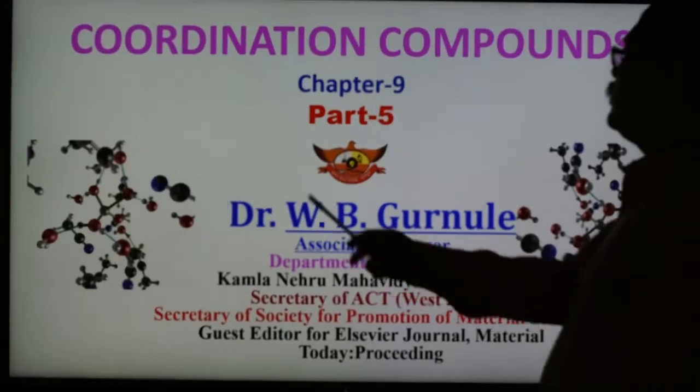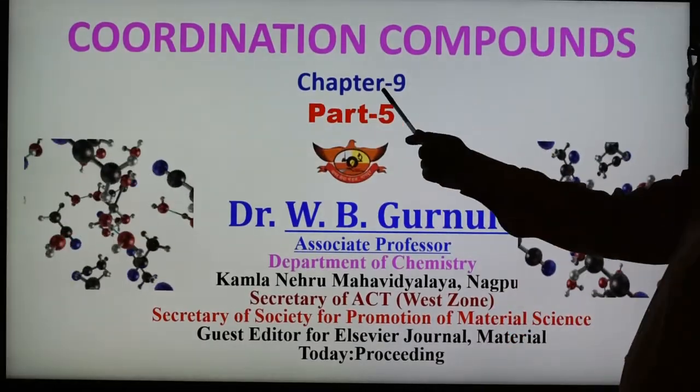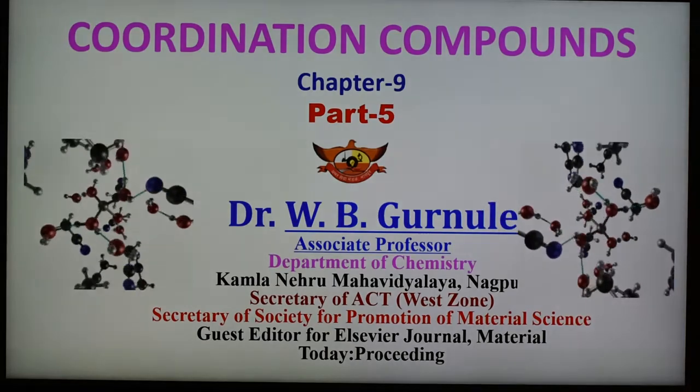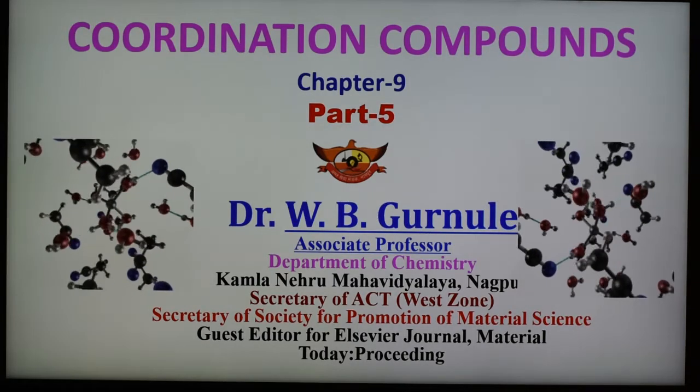And there are three types of complexes. One is octahedral geometry, then tetrahedral and square planar. Three types of geometry are there in case of complexes, and the formation of complexes of these three types of geometry, all this part we are discussing in today's presentation. So today's topic is the coordination compound, chapter number 9, and part 4 of this coordination compound.